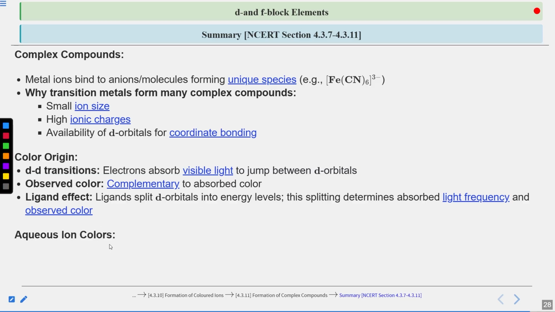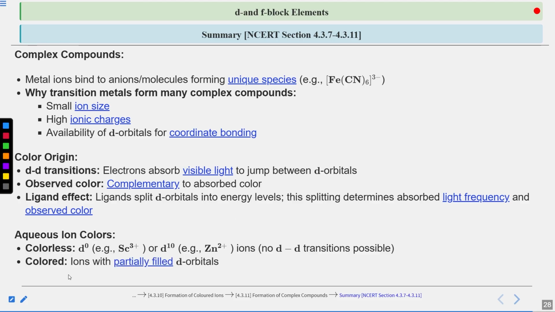Aqueous ion colors. Colorless means the ions in aqueous form are colorless when they are in d0 configuration or d10 configuration: d0 in scandium 3+ and titanium 4+, d10 in zinc 2+ ions, where no d-d transition is possible because no unpaired electron is present in them.